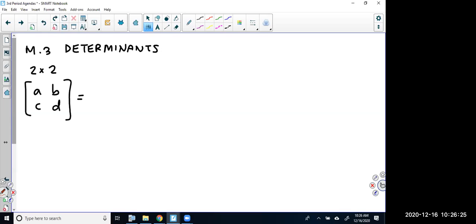A lot of times people write it like bars, kind of like absolute value bars on the outside. You can notate it either way. On your assignment, it'll just have the bars on the outside. But that is just AD minus BC. So let's see an example of that.